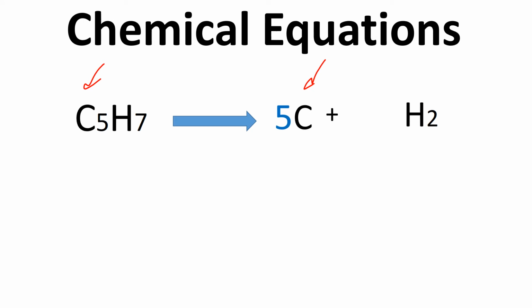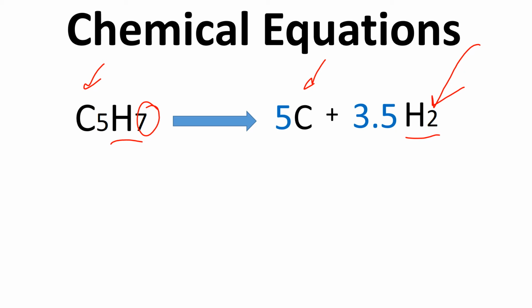So now we've got to think about our hydrogens. We have 7 here, and we have a 2 there, so not an even number. There's a couple of different ways we can go about this. One easy way is to use something called the half method. So we ask ourselves, what number times 2 will give us 7? And if you think about it, you realize it's 3.5. And this one is actually done.